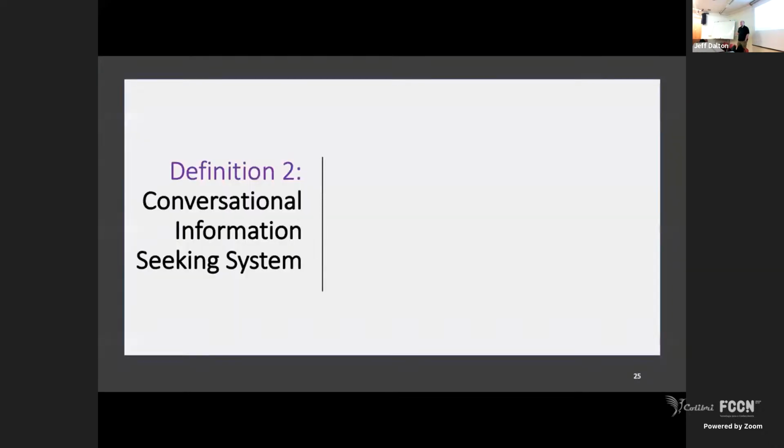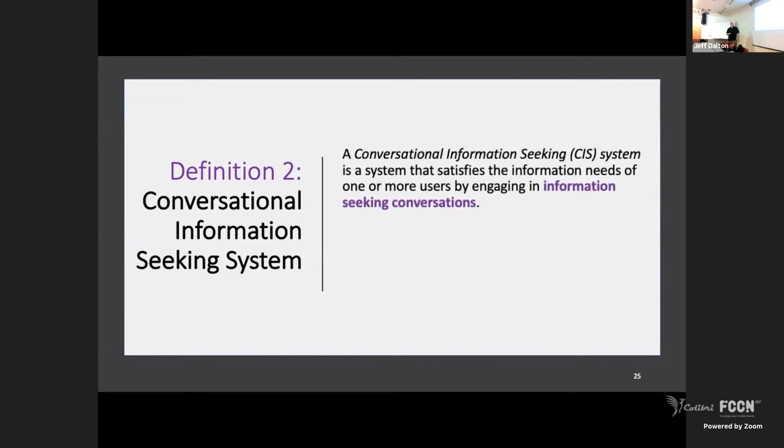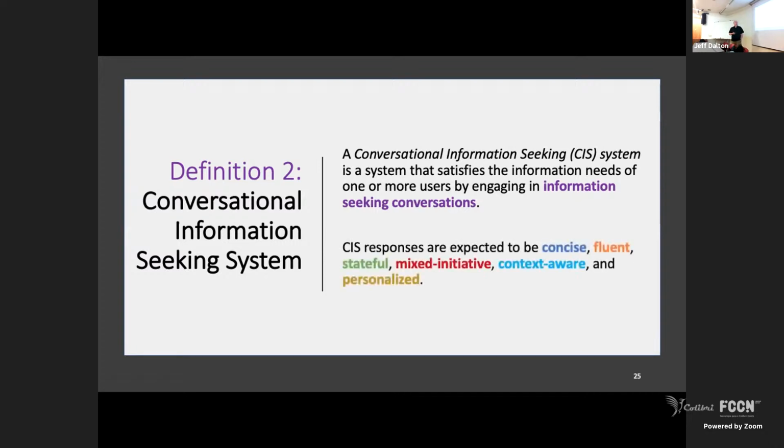So in the book, we also define conversational search or conversational information seeking systems, a slight variation of that. And the key fundamental difference is the fact that there's an information need. So we're coming at it from an information retrieval perspective. You have a goal that you have in mind. You're trying to satisfy, to do something that is information focused. And you also have expectations of what we talked about, the fact that responses should be concise, fluent, mixed initiative, which means you should maybe ask clarifying questions when things go wrong.